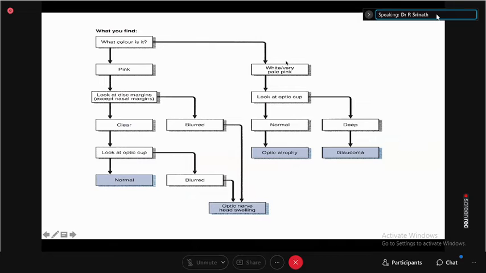Whereas whenever there is a white or paleness in the fundus, again one has to look at the optic cup. Whenever the optic cup is normal, it is optic atrophy, which I had shown in the third diagram. And whenever the optic cup is deep and huge, then it is possibly glaucoma. This is a simple way of trying to look at the fundus.